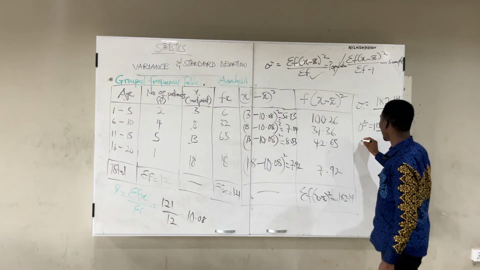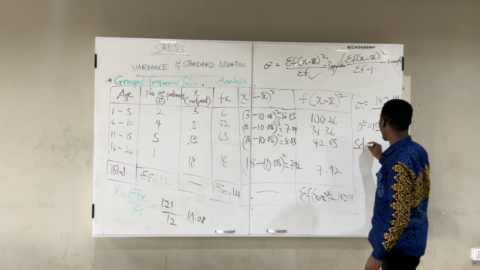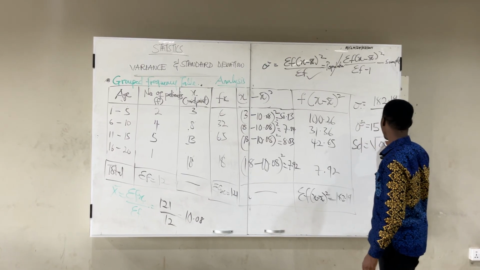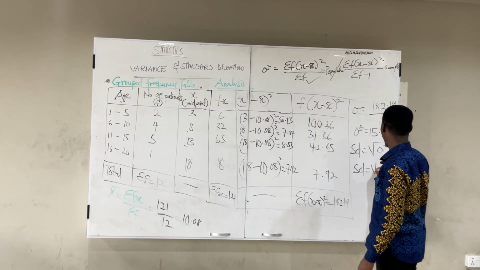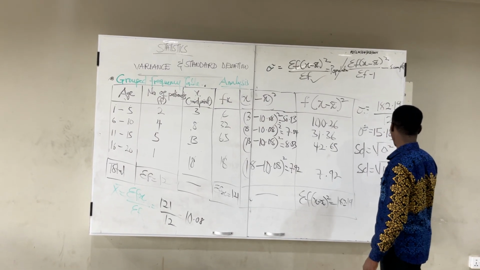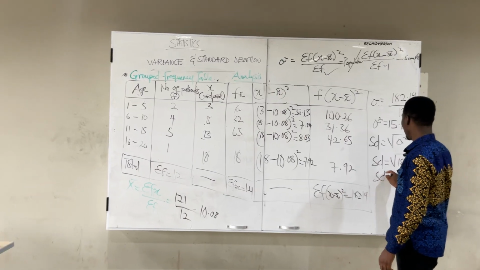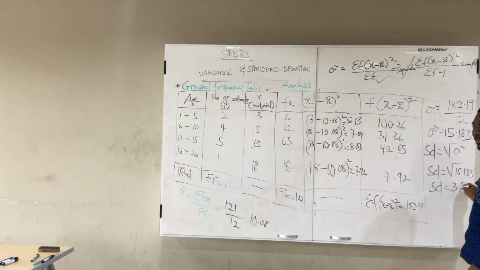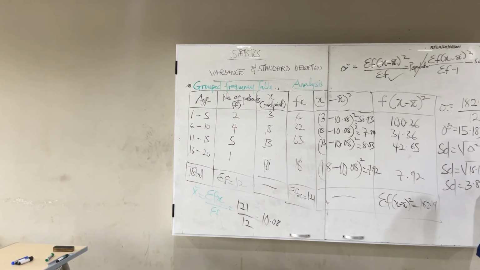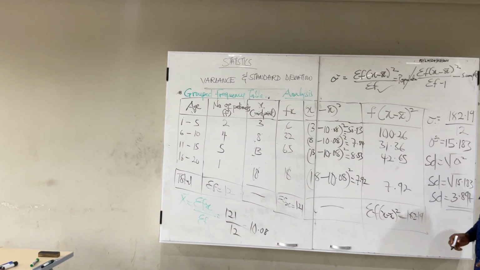So our variance will be equal to 15.183. Then now if you want the SD, SD is equal to the square root of the variance. Okay, so SD will be equal to the square root of 15.183. SD will be equal to 3.897. Is that okay? Good.